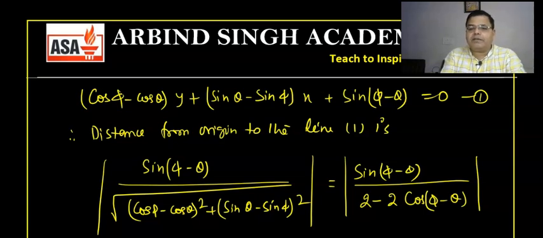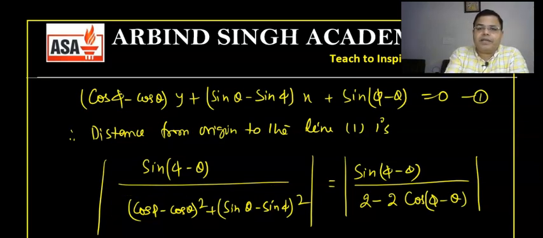I hope you got it. I have written it directly because a lot of things have already been discussed. So if you simplify on your own, you will be able to get it. Here cos square phi and sine square phi, that is 1. Cos square theta plus sine square theta is also 1. So 1 plus 1 is 2.